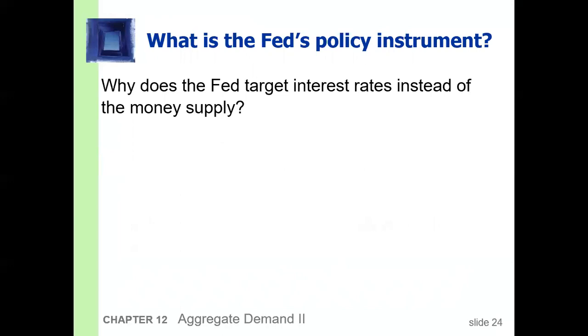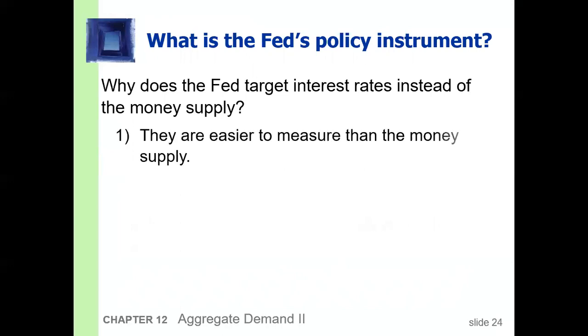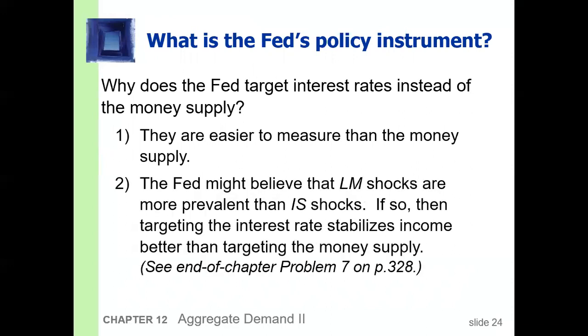So why does the Fed target interest rates instead of the money supply in this case? Because, first, interest rates are easier to measure than the money supply, and also the Fed might believe that LM shocks are more prevalent than IS shocks. If so, then targeting the interest rate stabilizes income better than targeting the money supply.